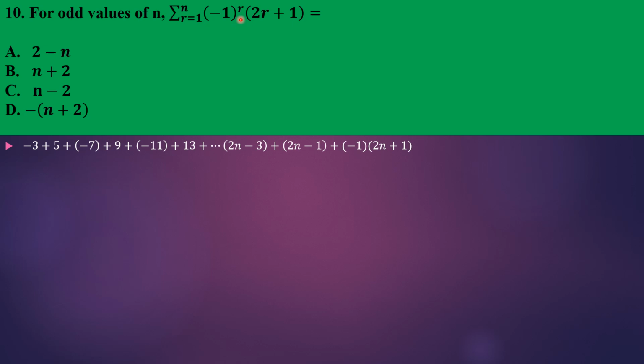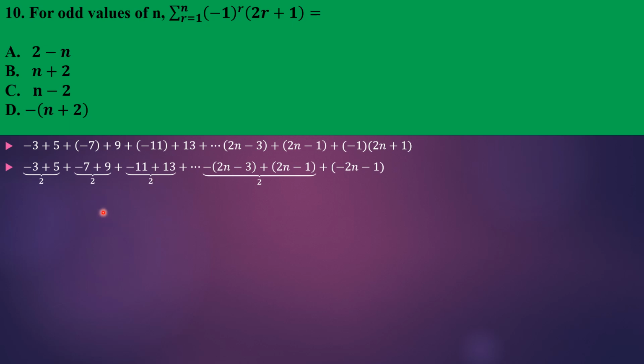For the very first term, when r equals 1, you have -1 multiplied by 2 plus 1, which gives you -3. And then for the second term, r is 2, and then you have -1 squared, which is just 1. Then you have 2 times 2, which is 4, plus 1, which is 5. So that's your second term. Then you can go on to the third term. So you have this alternating sequence of terms, right? So you have -3, then 5, then -7, and then 9. So this is basically a series of alternating odd numbers, right?